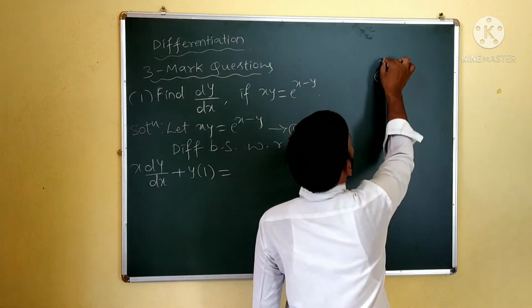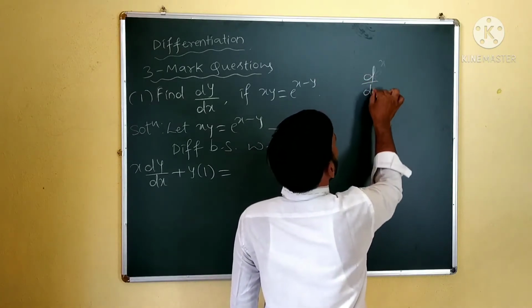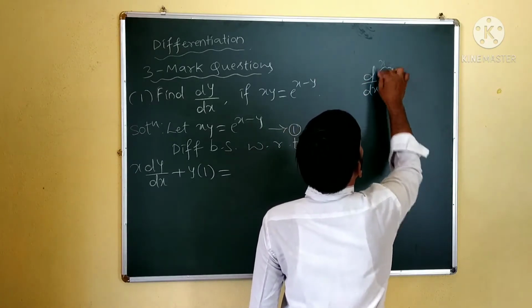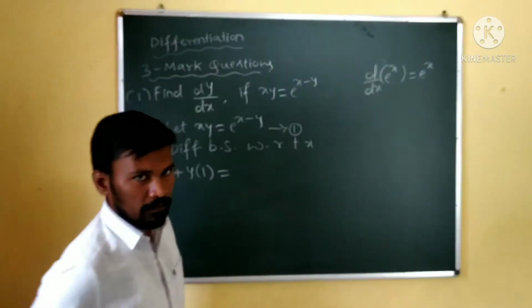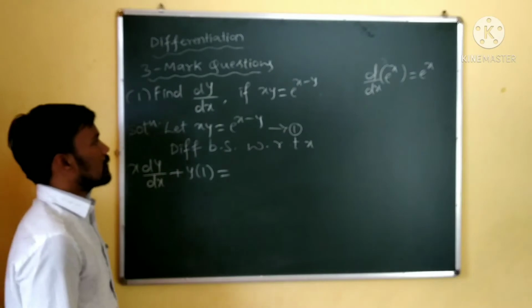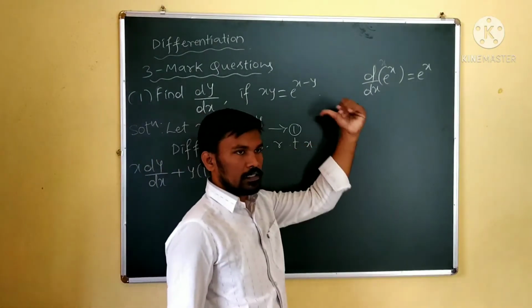Derivative d by dx of e to the power of x is what? e to the power of x only. That is the standard function. And look at the given function here. e to the power of x minus y is there. In place of x, here it is x minus y.